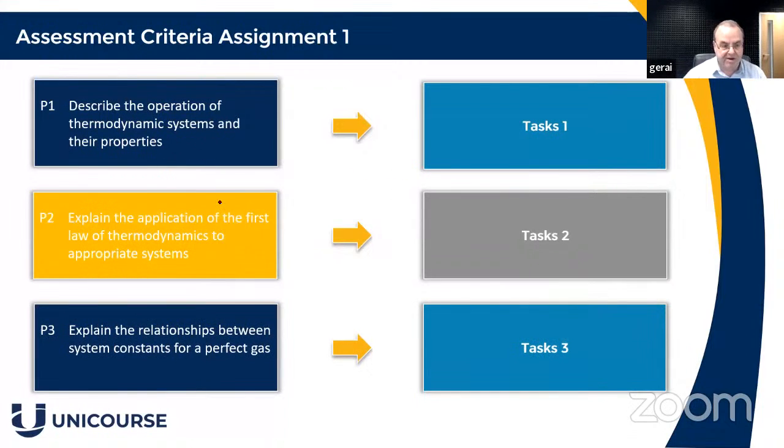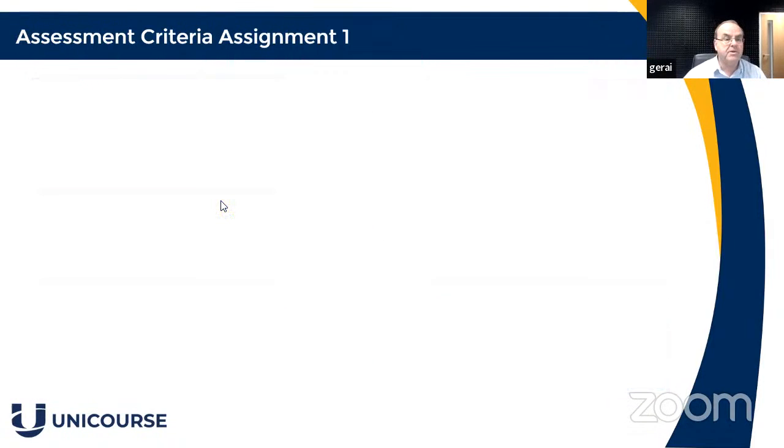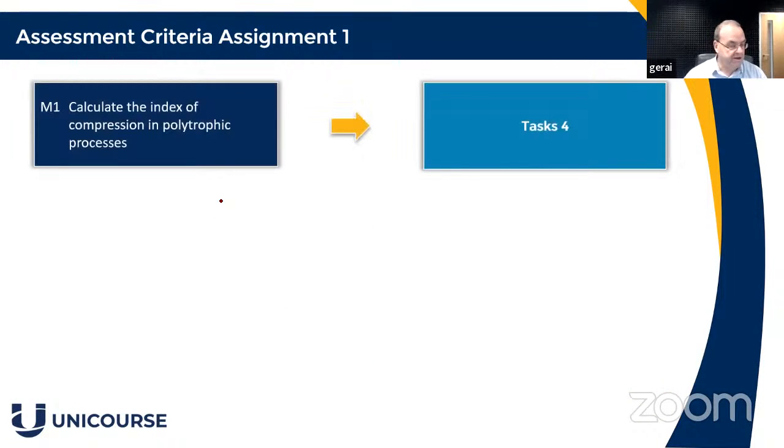And then we've got the P3, the pass criteria, which is explain the relationship between some constants for a perfect gas. And we're going to look at things like the characteristic gas constants and the value of gamma and specific heat at constant pressure and specific heat at constant volume. So that's going to be addressing task 3. And then we'll move on to the merit level question, which is calculate the index of compression in a polytropic process. So we'll look at gas processes, and that'll help you address task number 4.